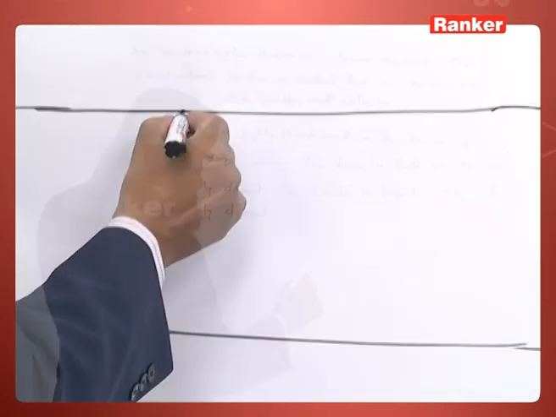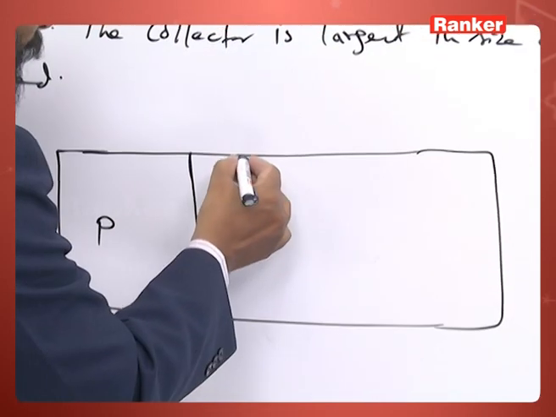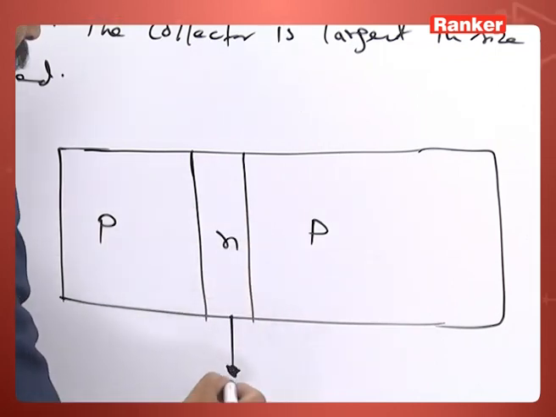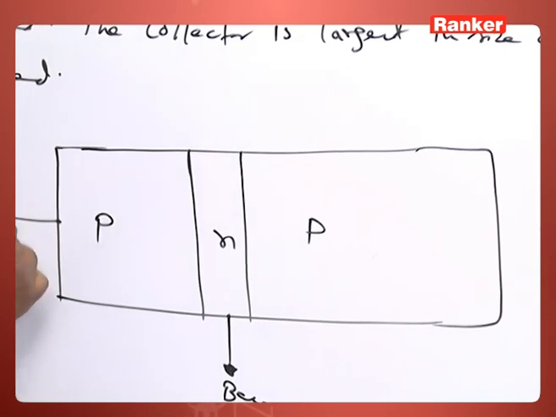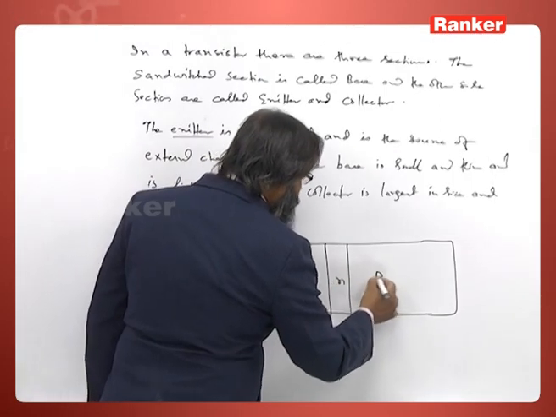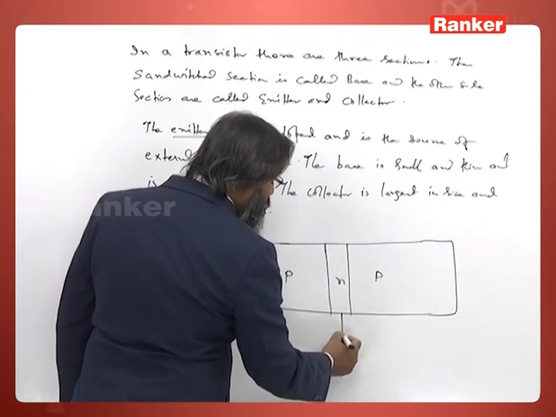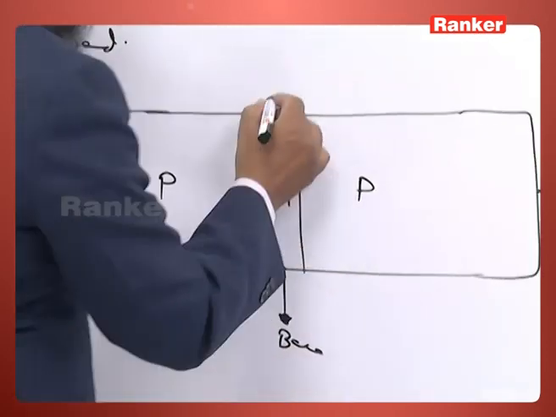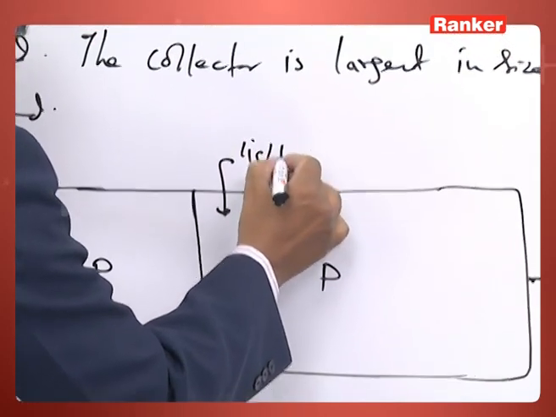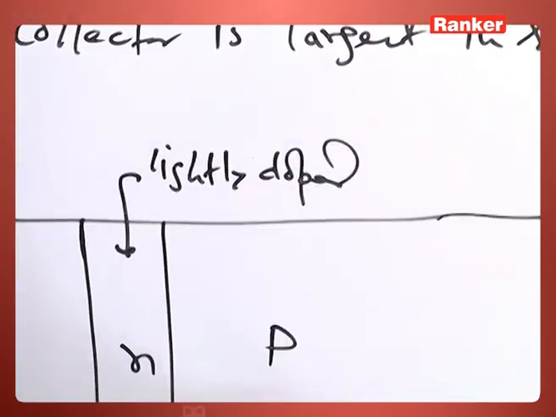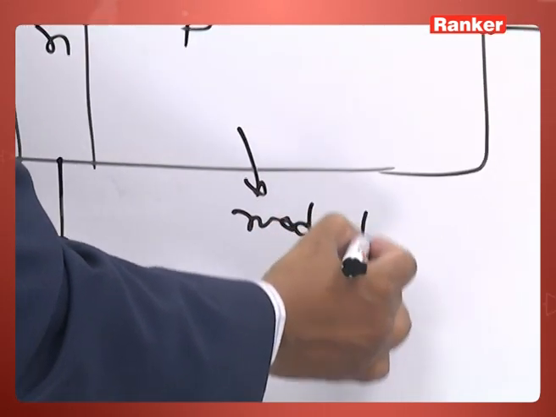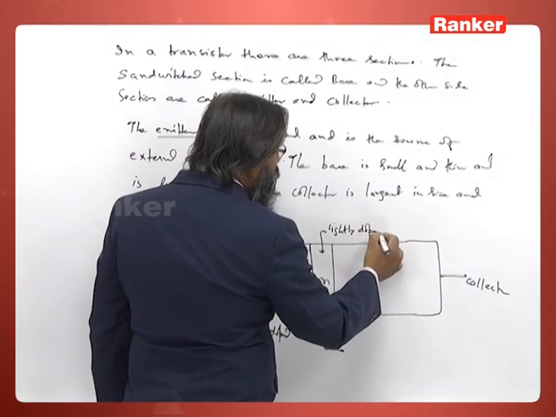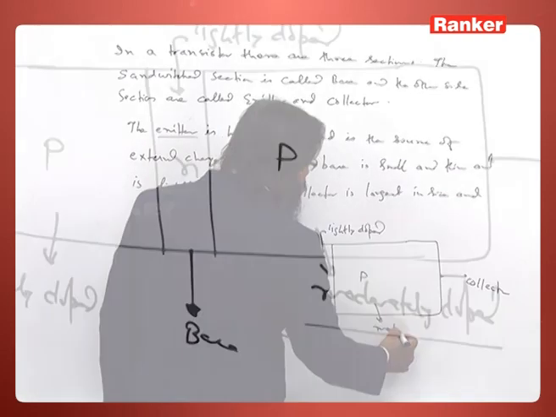If we want to discuss their size, suppose this is P type, this is N type, and this is P type. You see this base is thin, this is base, this is emitter, and this is collector. This is highly doped, this is lightly doped, and this is moderately doped.